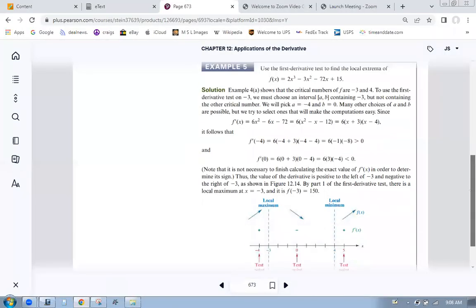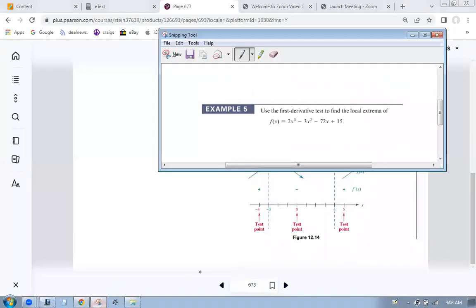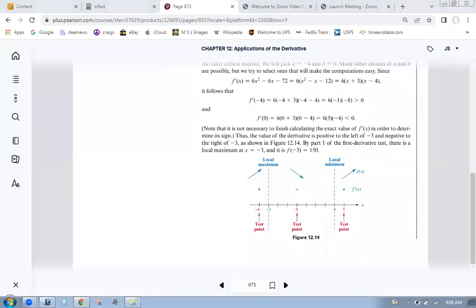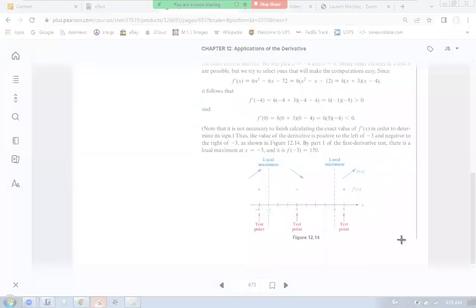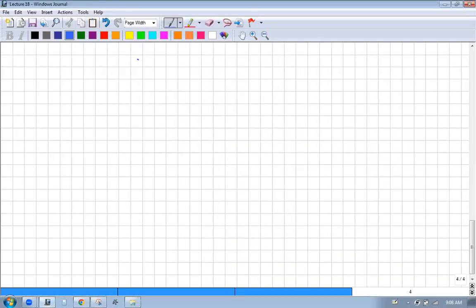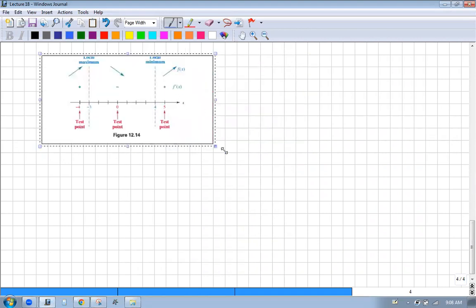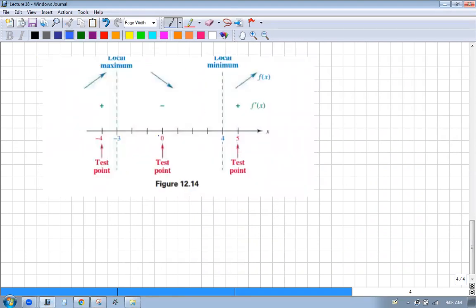Maybe the solution here will give us a nice little chart. Here's a little picture: minus 4, 0, and 5. Sorry, minus 3 and 4 were our critical points, and they picked the same test points I did.